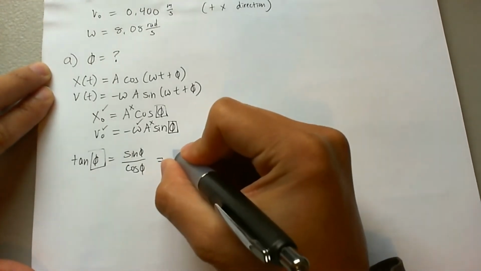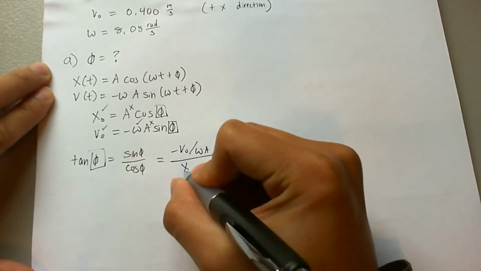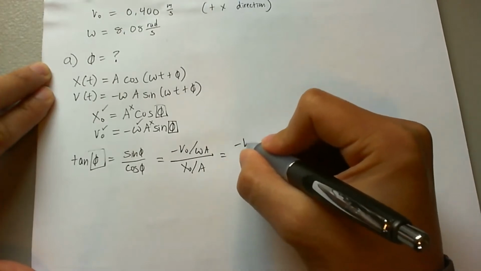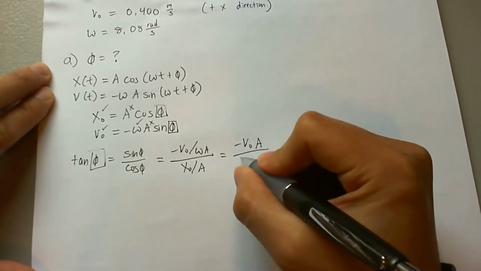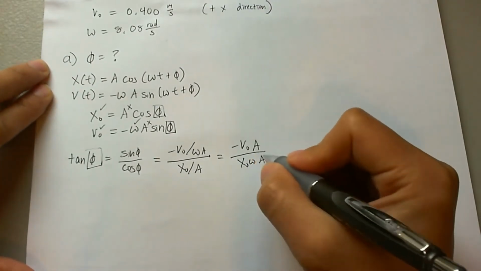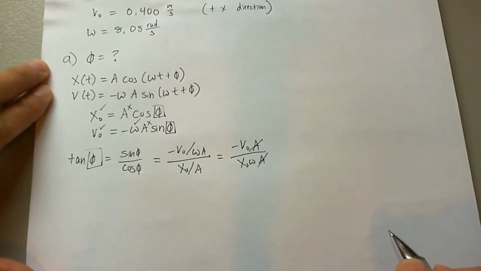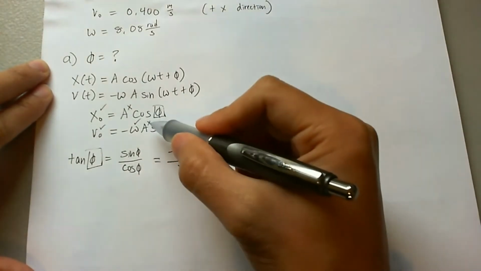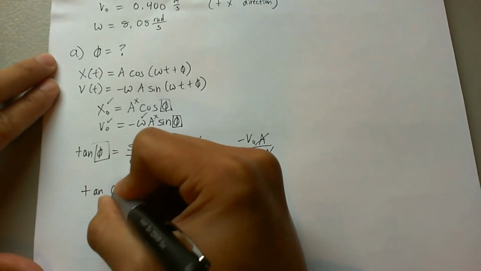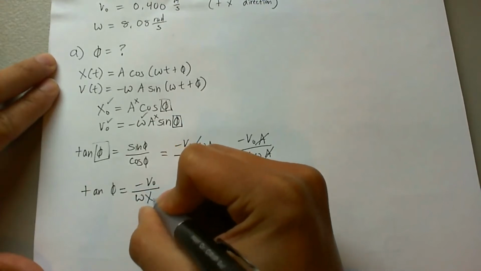That's going to come out to be negative v naught over omega A divided by x naught over A. Simplifying a little bit, we get this. And voila, we see that the common factor from the numerator to the denominator is A, which we can then cancel out. And that's perfect because that's the thing we didn't know. So that's just being a little clever. So now we have tangent of phi equaling negative v naught over omega x naught.